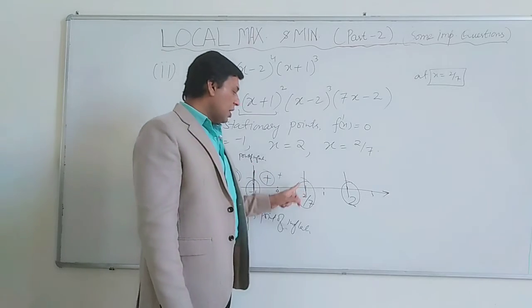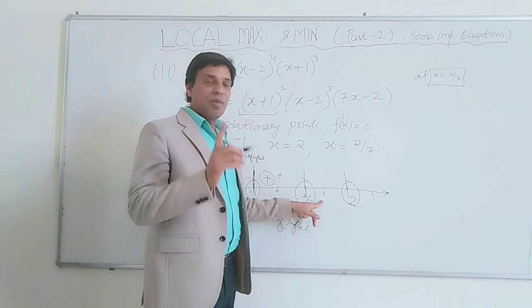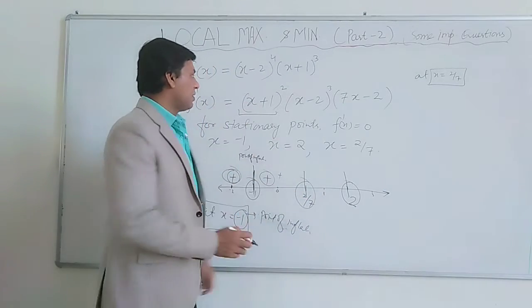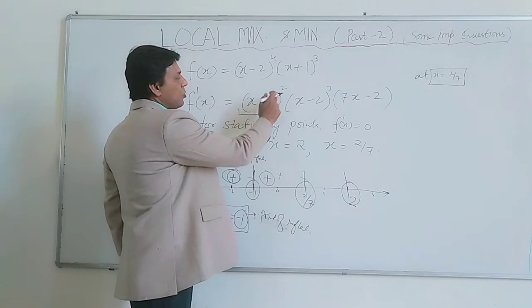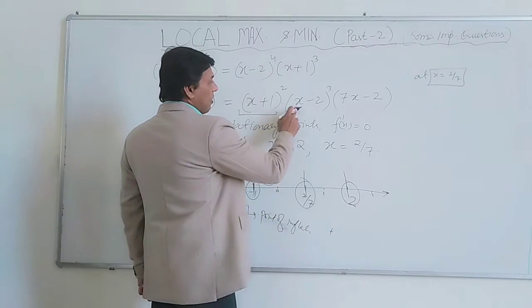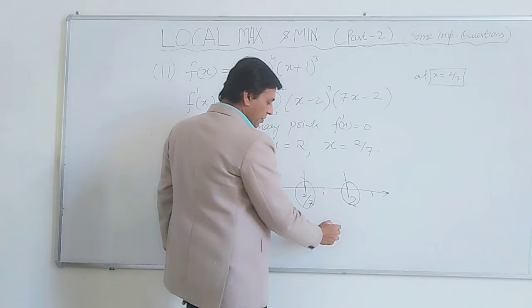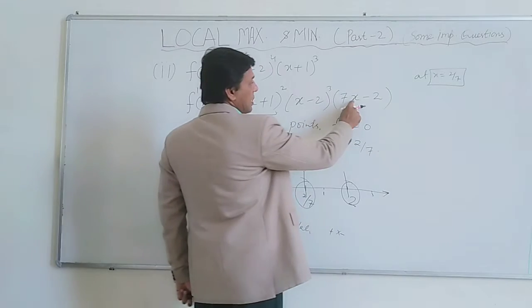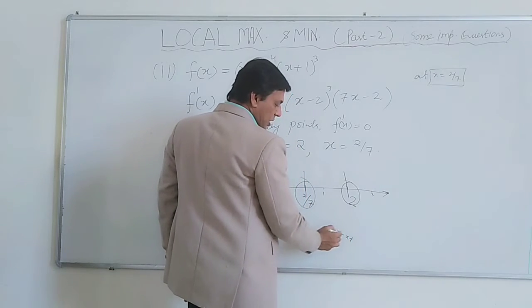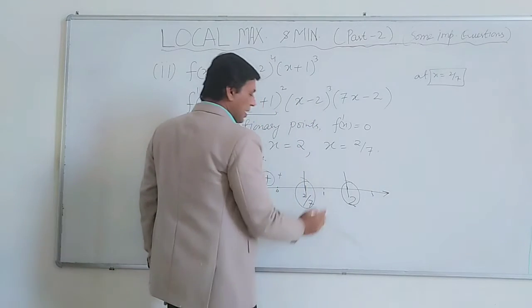So it is positive. Now after 2 by 7, there is a number 1. So I need to check the sign of the derivative at 1. So 1 plus 1, 2 and whose square is, so positive I will get. Then 1 minus 2, negative. Then 7 into 1 minus 2, it is positive. So 2 positive and 1 negative will become negative.